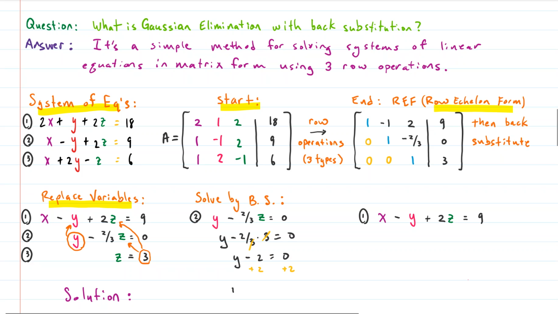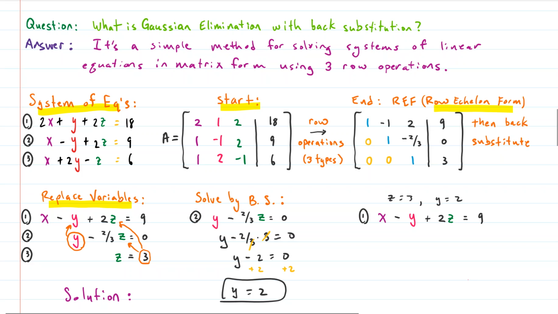And what do we get? Y equals 2. So we have just found Y. We know what Z is. Now we can take those two, Z equals 3 and Y equals 2, and plug them into equation 1.